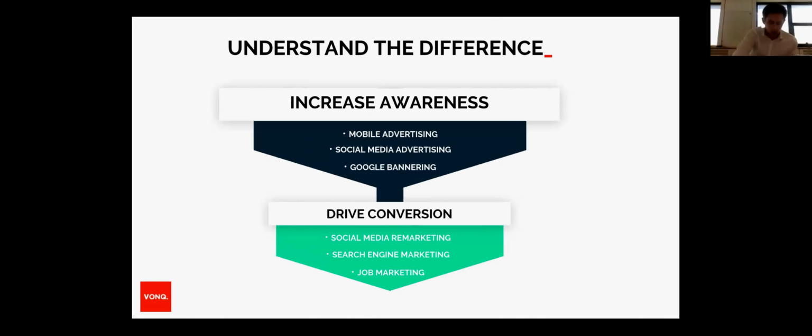So there are 2 overall objectives that we're trying to achieve with our recruitment marketing strategy. One is to increase awareness and the other is to drive conversion. So first, we're going to aim to increase awareness on an employer brand level and towards our desired employee group before finally driving conversion. And again, you see some channels here that typically would be included in those areas.